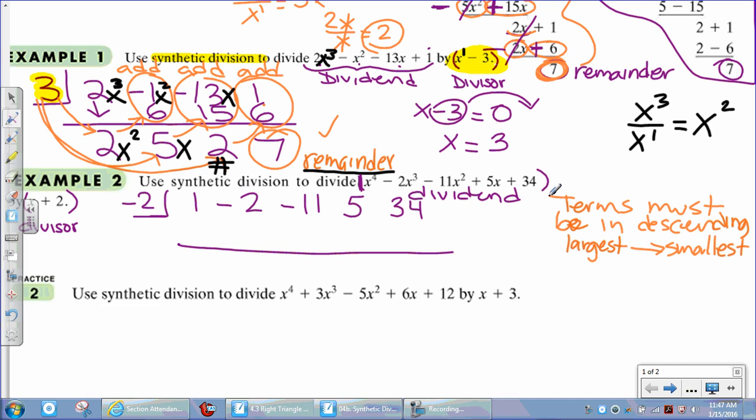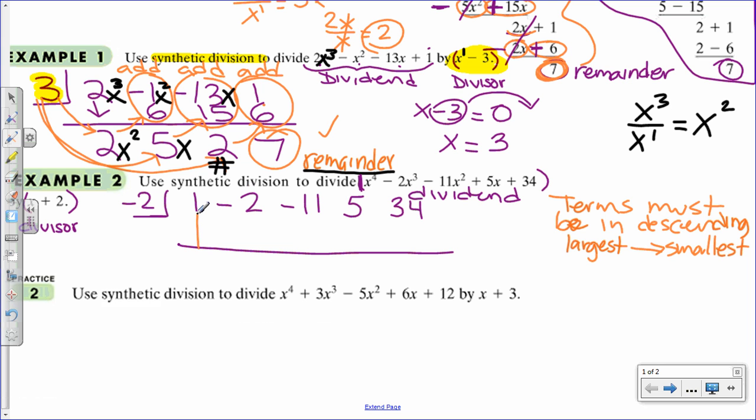So to start the process, do you guys remember what was the first step? Before we multiply? We just drop the first number, that's it. So 1. Then we multiply. So negative 2 times 1 is negative 2. And then we add. Negative 2 plus negative 2 is? Negative 4. Then we multiply. Negative 2 times negative 4 is positive 8. And then we add. Negative 11 plus 8 is negative 3.